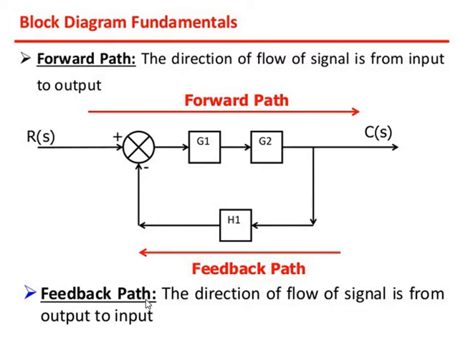Now what is the feedback path? The direction of flow of signal is from output to input. That means if the signal flows from output to input, this path is known as the feedback path. Here the signal flowing from output to input is from C(s) to H1, H1 to the summing point. So this path is known as the feedback path, and its direction is the reverse of the forward path, and the blocks contained in the feedback path are known as feedback path elements. Here H1 is the feedback path element.